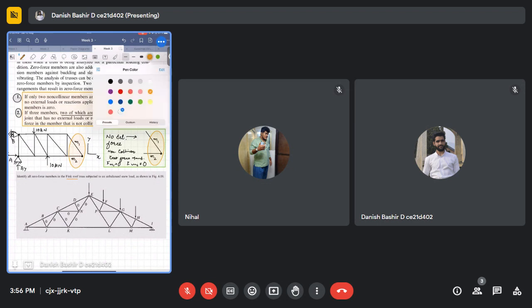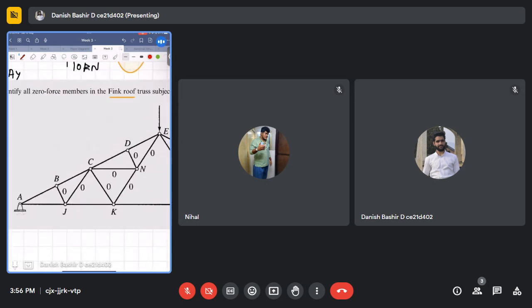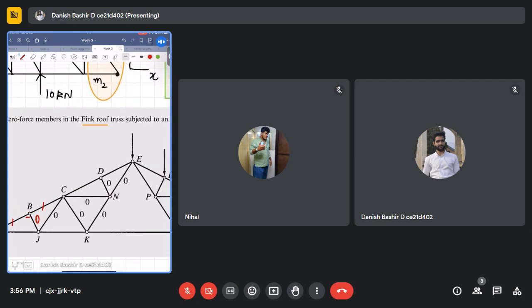Okay, so at joint B, no external force, no external reaction. So this is collinear, this is collinear. So according to this, the force will be zero force member. Here the zero is written. Okay, very clear to you guys. Okay, so here are two. Now coming to this, this is collinear, this is collinear.